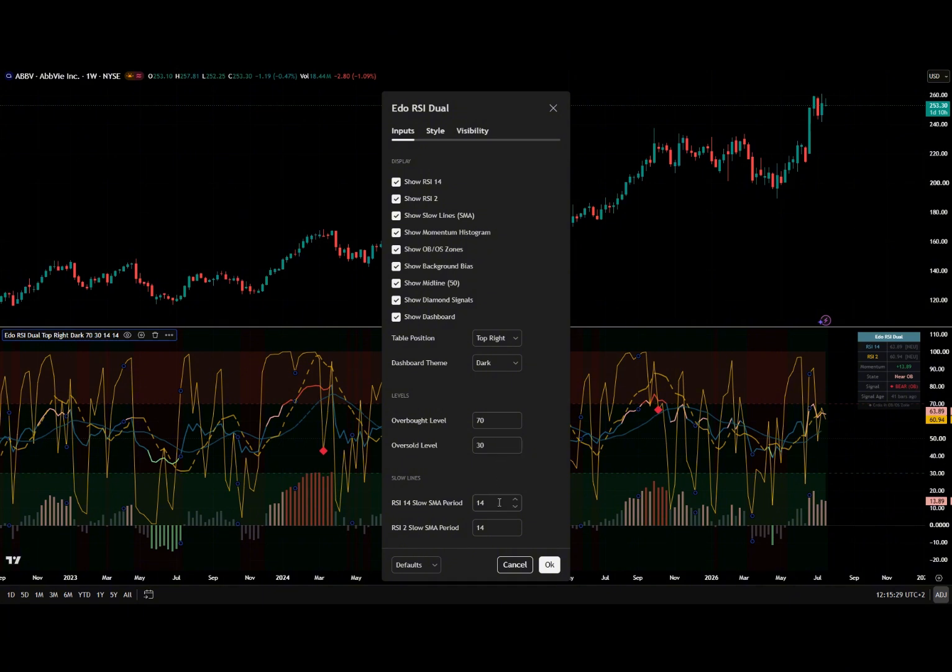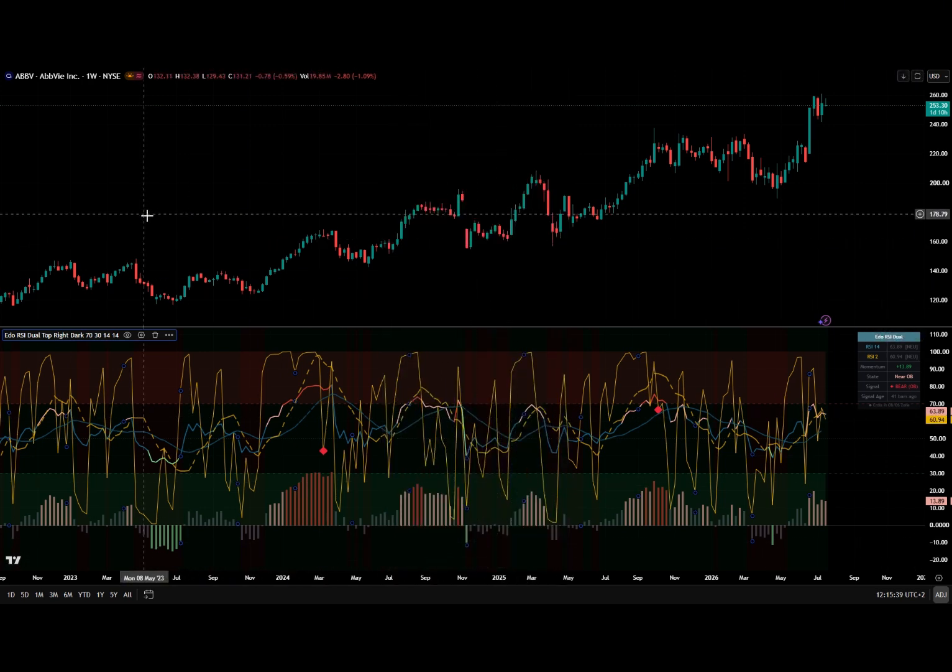And the last block sets the 2 smoothing periods, one for each RSI. 14 and 14 by default. On ABVI weekly the defaults hold up well, and that is usually the right place to start.